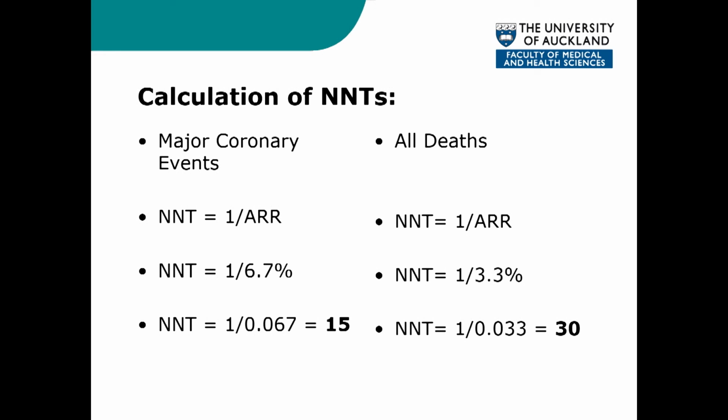That's actually pretty good, but this was a high-risk population. This was in a group of people getting secondary prevention that already had an event. So this is a high-risk sort of setting.